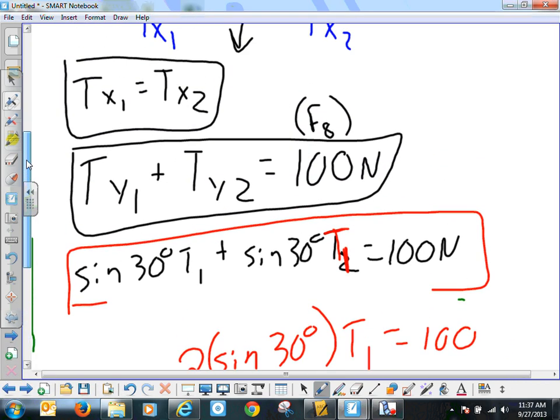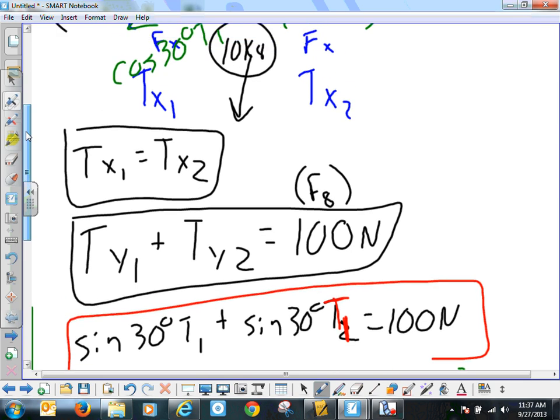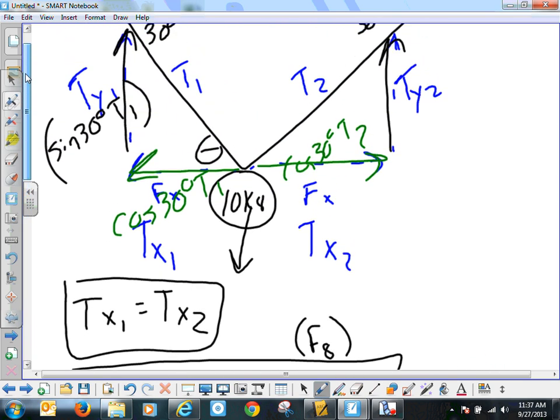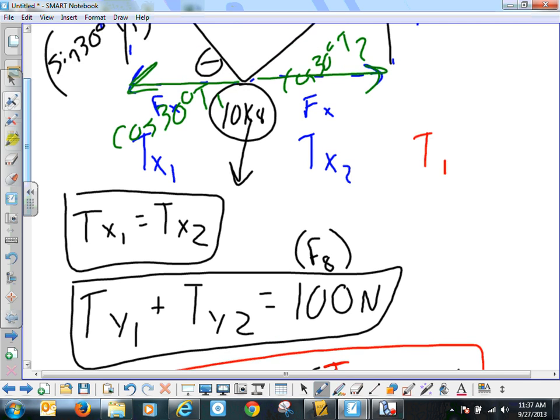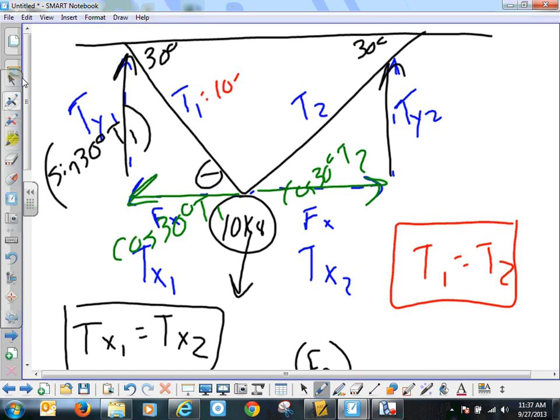So then you look up here, and where did we come up? Oh yeah, I erased the formula that said that T1 equals T2. But now if one's 100, the other one's 100, so your answer to this is 100 newtons. 100 newtons. Okay. Any questions on that?